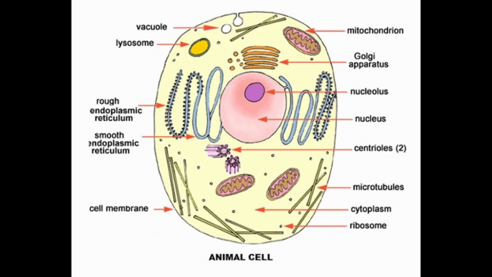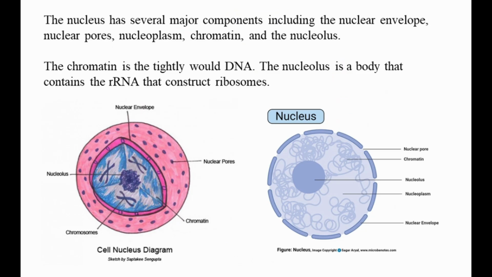The nucleus has its own double phospholipid layer nuclear wall, or nuclear envelope. The nucleus has several major components including the nuclear envelope, nuclear pores, nucleoplasm, chromatin, and the nucleolus. The chromatin is the tightly wound DNA. The nucleolus is a body that contains the rRNA that constructs ribosomes.